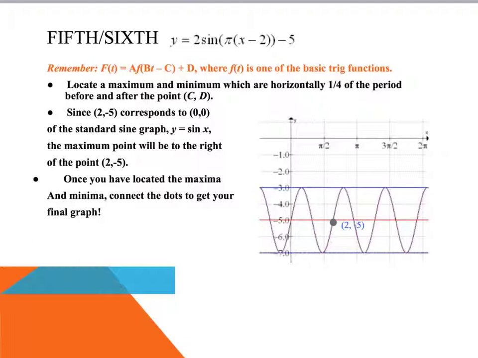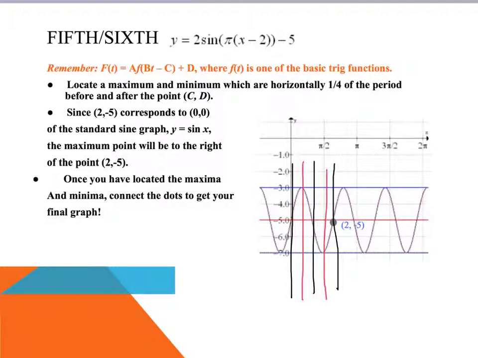You can also find those by dividing the graph into fourths. So this is the end, this is the beginning, this is the middle, right where it crosses our center line again, and this is our minimum, that is a fourth, and then this is our maximum, which is the other fourth. After we have connected those dots, we have our sine curve, which is the graph for this function.